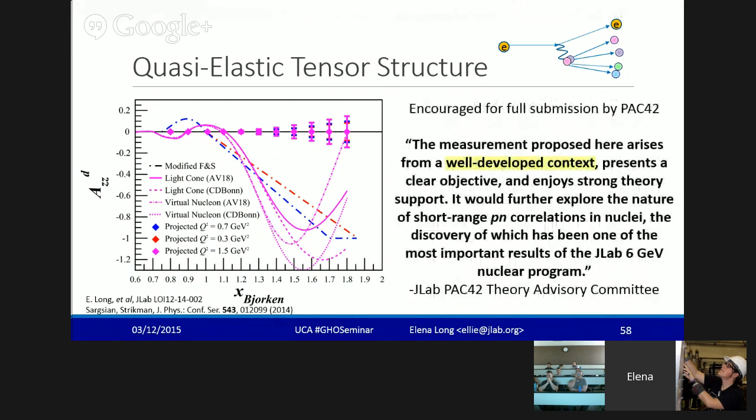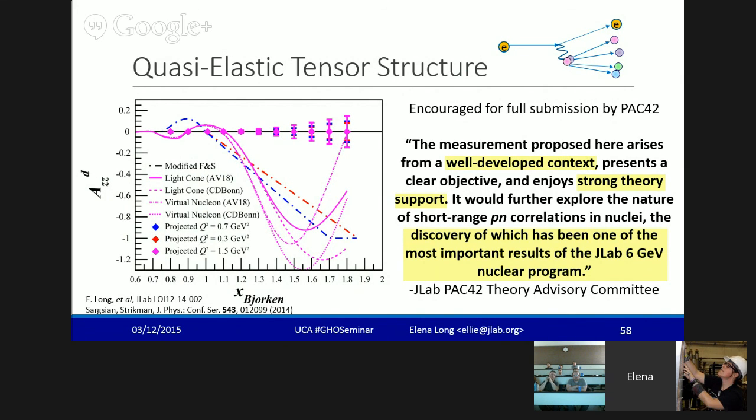This was a very nice thing that our program advisory committee said about this experiment, which we're going to be putting forward as a full proposal this coming year, saying that it was well developed, enjoys strong theory support, and that it would further explore the nature of short-range proton-neutron correlations in nuclei, the discovery of which has been one of the most important results of the JLab 6GeV nuclear program.